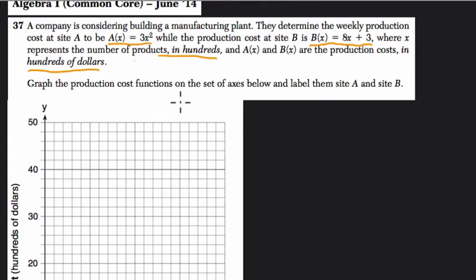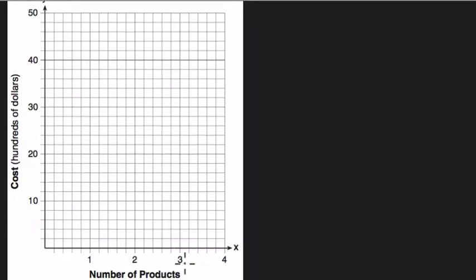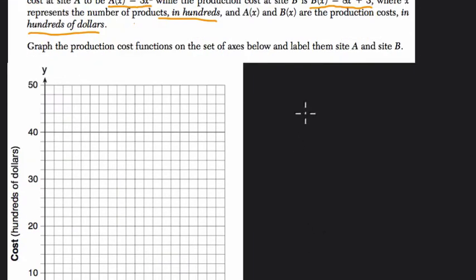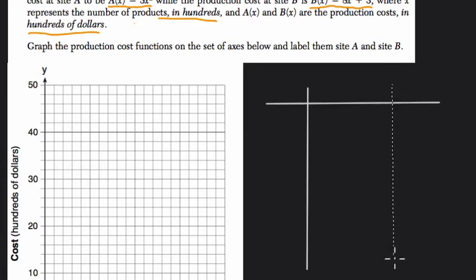Graph the cost functions on the set of axes below and label them A and B. And then we're going to answer the question, if the company plans on manufacturing 200 products, which site should they use and why? All right. So this problem seems really intense, but it's actually really straightforward. So to solve this, we'll set up a really quick table. And I think you'll see that although this question seems intimidating, we can deal with it pretty quickly.